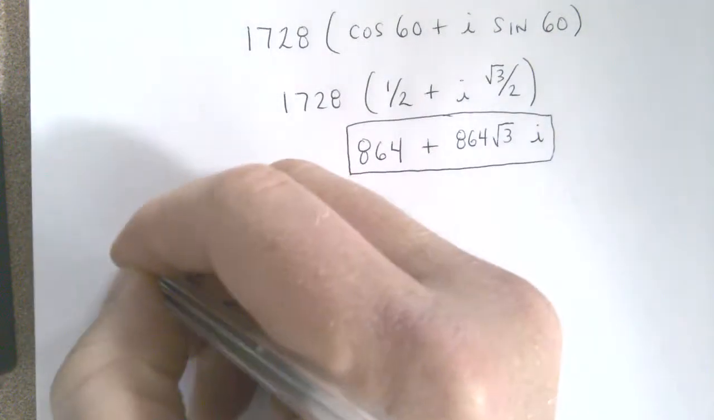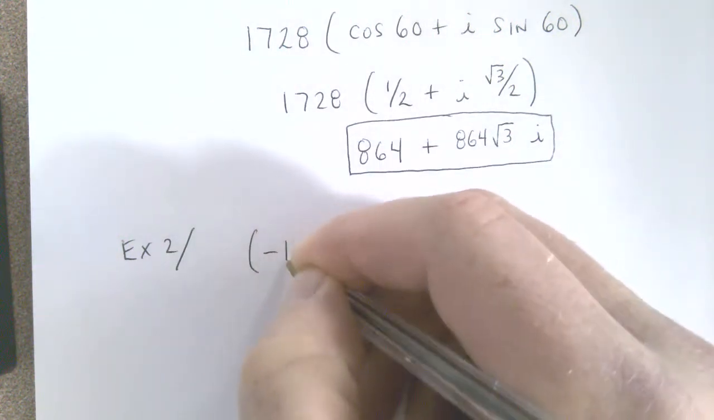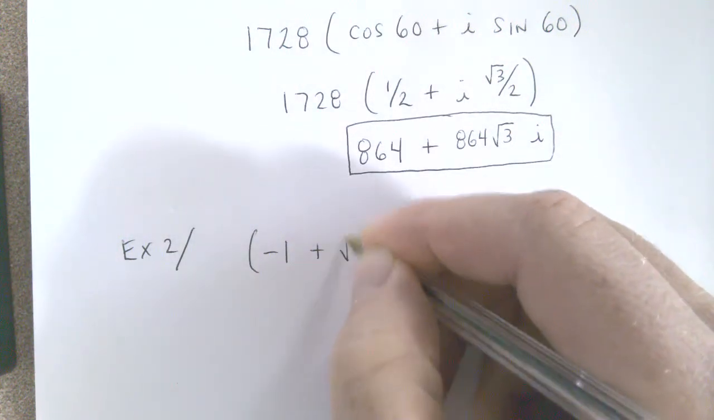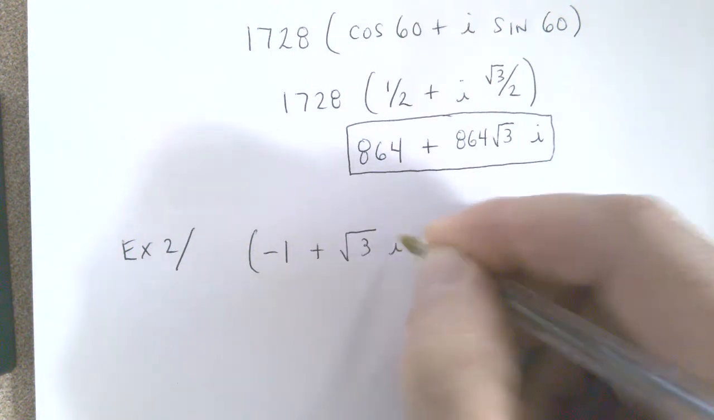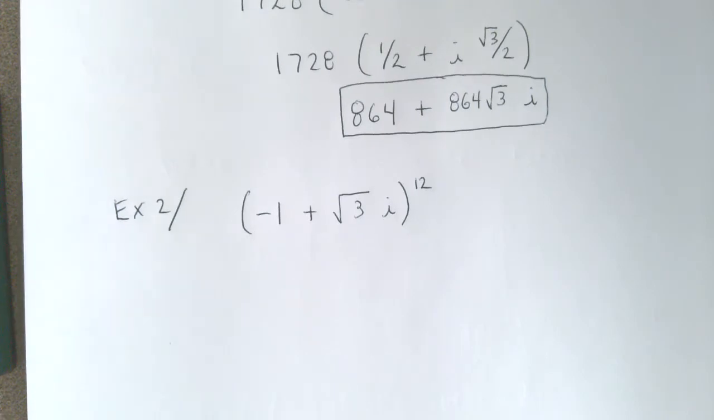So for example 2, let's say we have negative 1 plus radical 3 i raised to the 12th power. Now what I'm going to suggest is, just like we've done in previous problems, so we can use De Moivre's theorem, we're going to go ahead and put it in trig form first. So we're going to go through that process of what we just did on our warm-up.